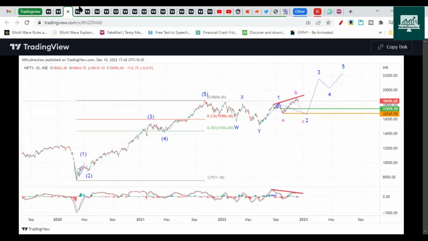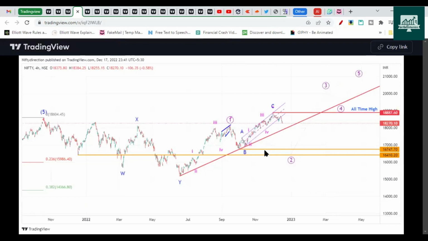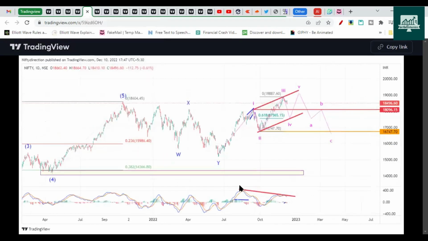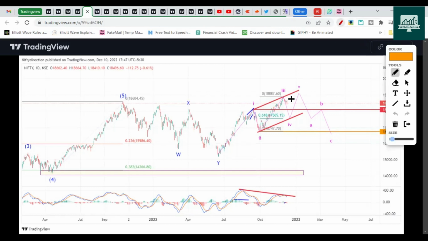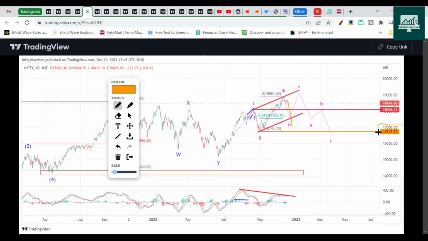So this is the chart that we discussed. Then this is a more detailed chart of the same. And here, this was another chart that we discussed. Here we mentioned that this could be a leading diagonal structure when it is going up like this. But right now it has gone too deep. It's just 100 points away from breaking this low.